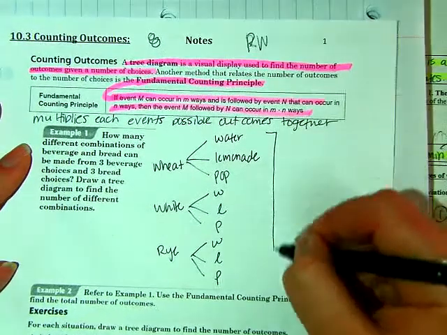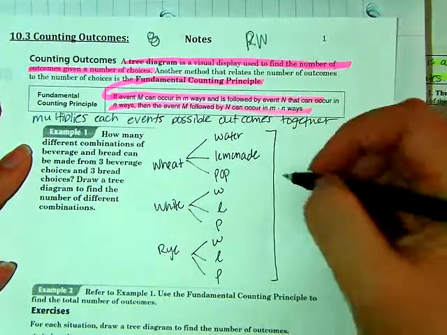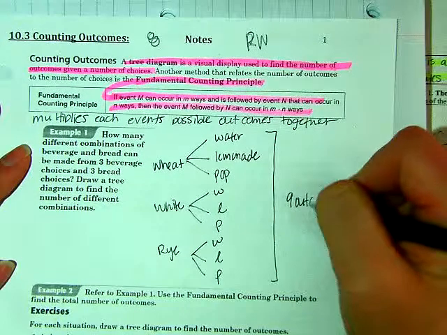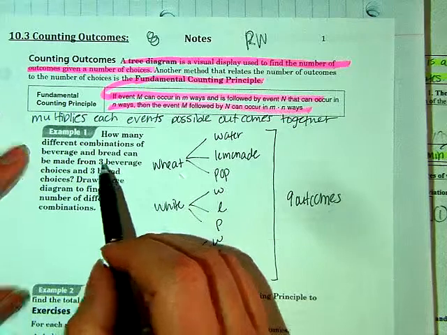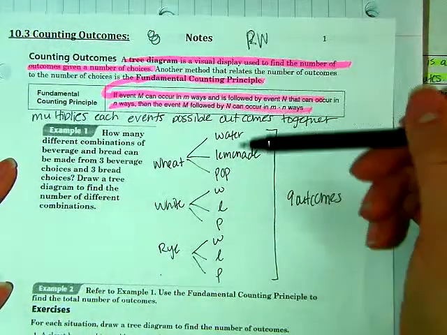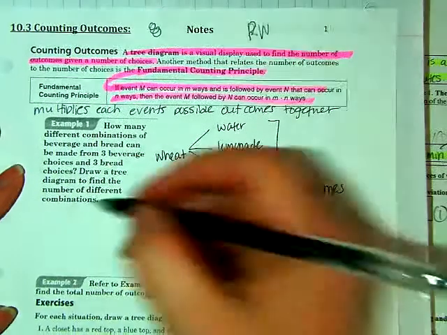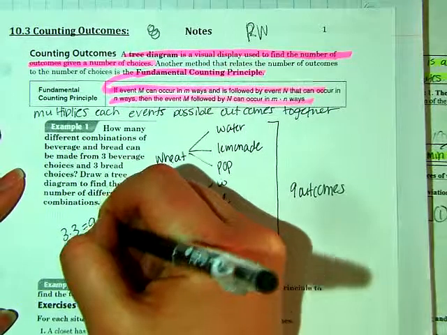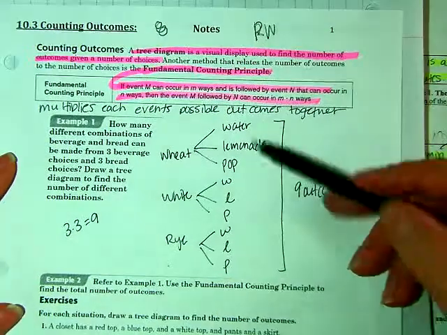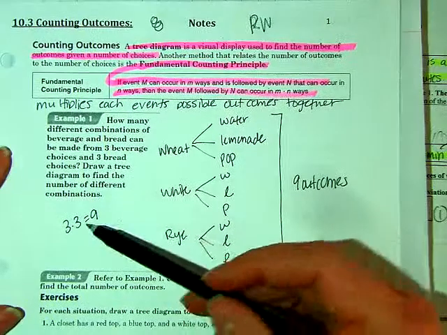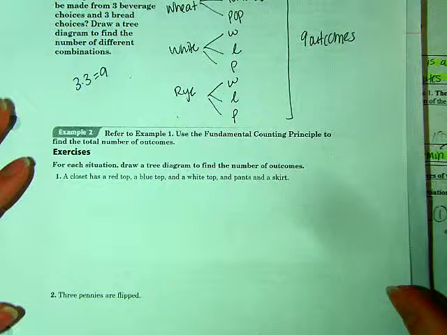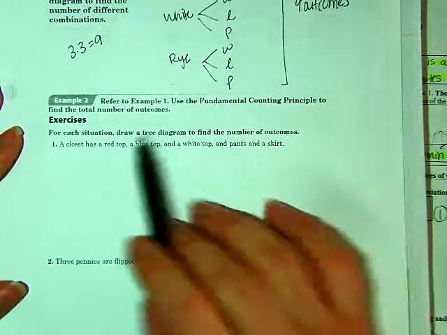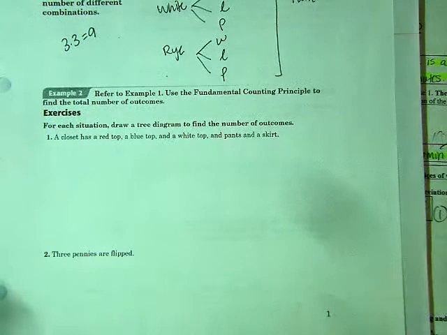So if we count all of these final outcomes, we have 9 outcomes, which the fundamental counting principle just says: here's event 1, which is the bread, there's 3 of them. Event 2 is 3 beverages, 3 times 3 is 9. So this is the visual way to do it. Here is a little bit shorter as long as you understand the fundamental counting principle. Now it says, refer to example 1, use the fundamental counting principle to find the total number of outcomes.